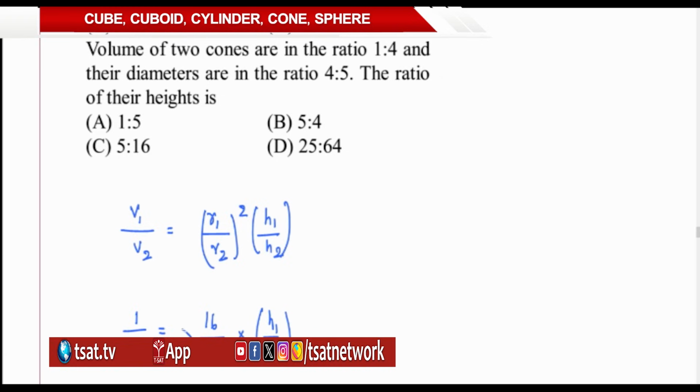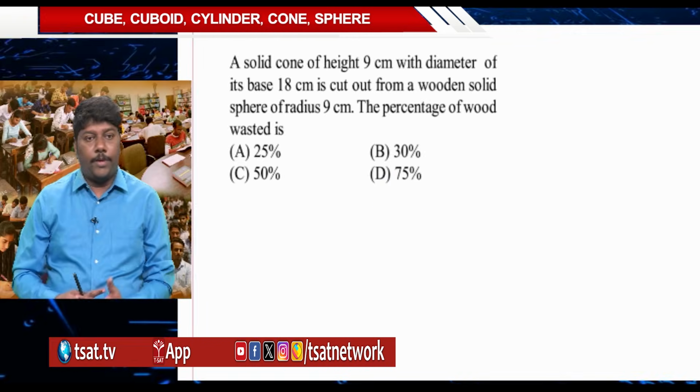H1 by H2 is equal to 25 goes that side, 16 comes in the denominator. H1 by H2 is equal to 25 in the numerator, 16 4s are 64 in the denominator. The required ratio of their heights is 25:64. Look at the next one.